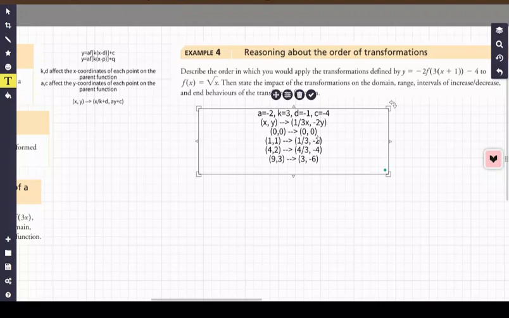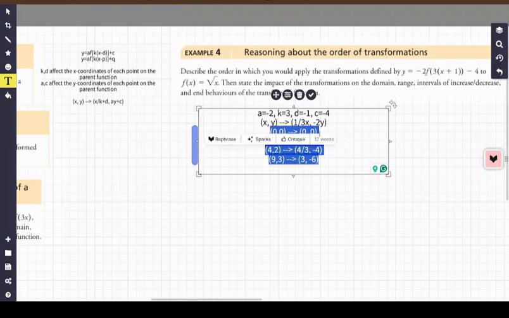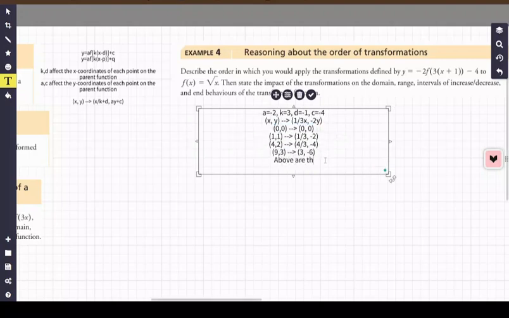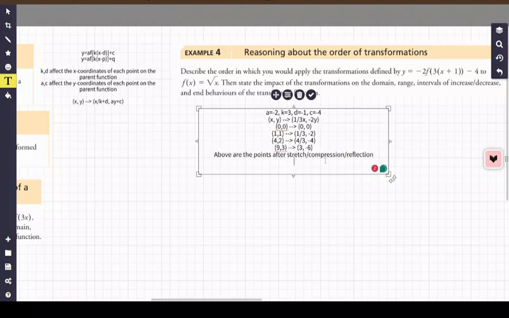These will involve multiplying the x and y coordinates. So these must be done before any translations. And it will make your life so much easier. So we have all of these. These above are the points after stretch / compression / reflection. And now we're going to go ahead and add in the translation.